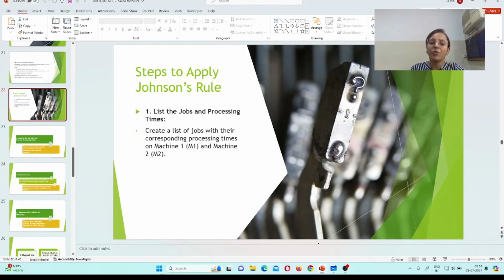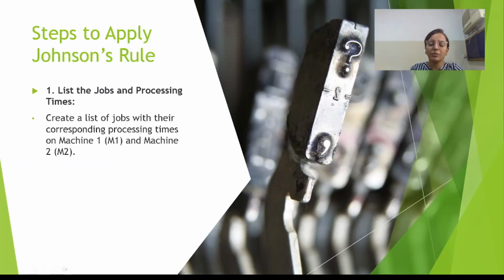Johnson's rule. Now we were discussing the steps of Johnson's rule, how we can process the machines and the jobs. The first step for applying Johnson's rule is to list the jobs and the processing times. You have to list down all the times taken by every machine for the different jobs, right? So list down the jobs and the processing times.